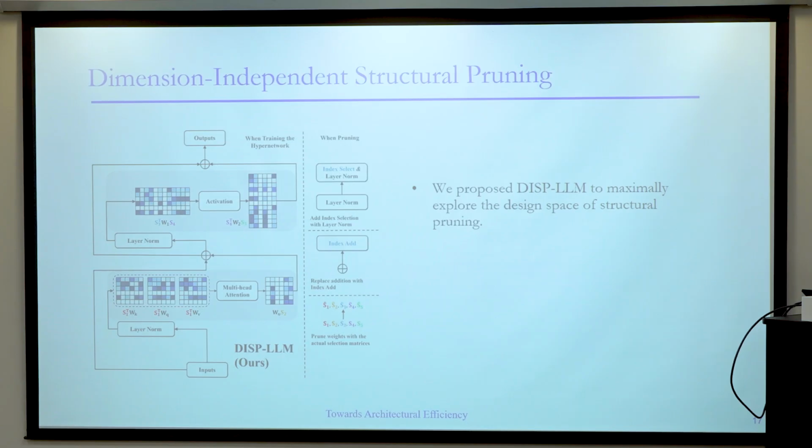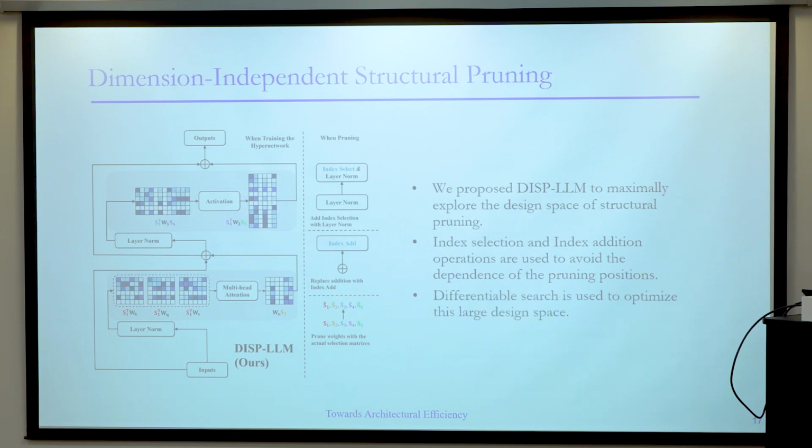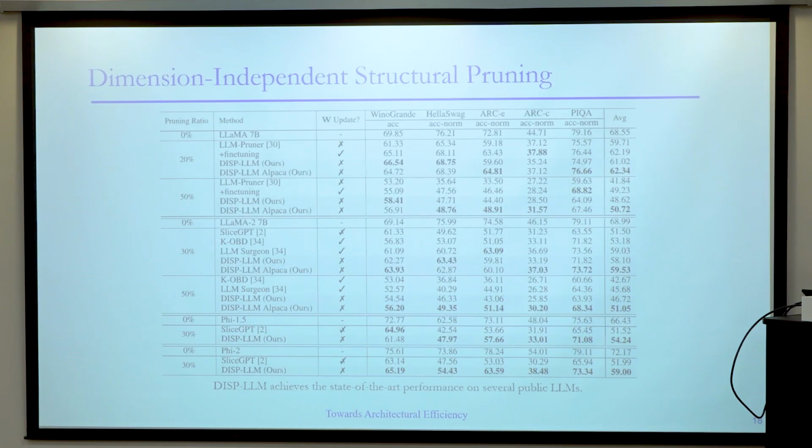So we propose this to maximally explore the design space of structure pruning, since we relax the constraint, and it makes the whole search space or design space of structure pruning much more flexible. We also use index selection and index addition operations to avoid the dependency of the pruning positions. And lastly, we use differentiable search to optimize this very large search space.